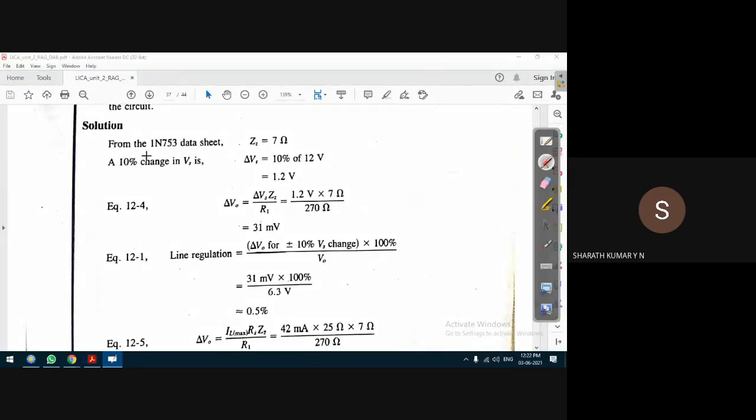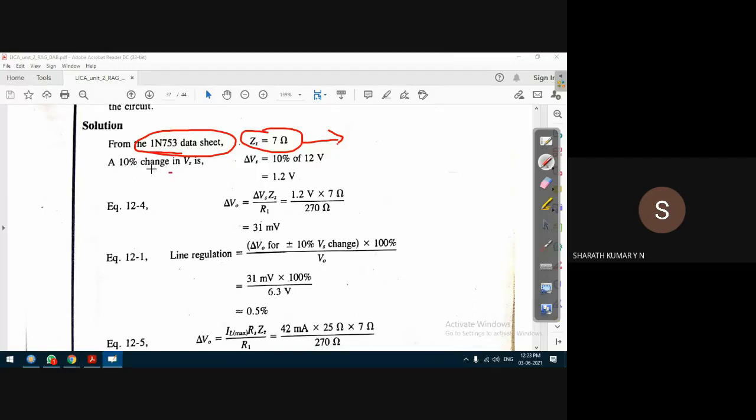This factor, Zz, will in fact also be given in the numerical problem, because the impedance of the Zener diode should be read from the data sheet only. We can't remember the impedance of so many diodes, and we can't even find it out. This will be given in the data sheet.